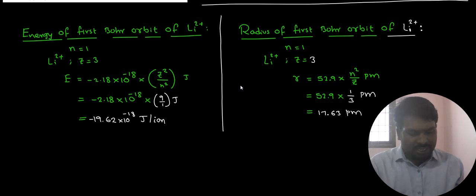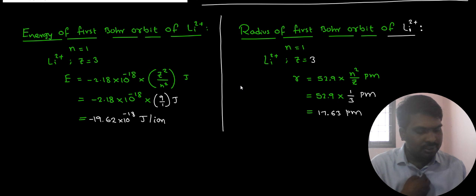So energy we can calculate like minus 2.18 into 10 power minus 18 Z square by n square joule per atom. Minus 2.18 × 10^-18, Z value 3 square 9, n value 1 square 1. So into 9 by 1. So minus 19.62 into 10 power minus 18.